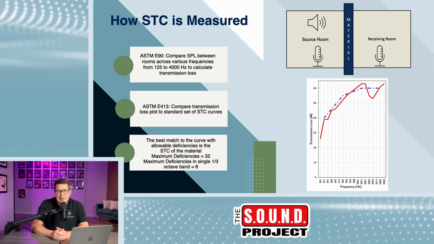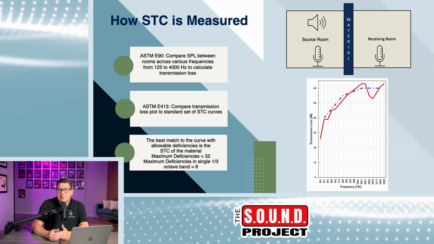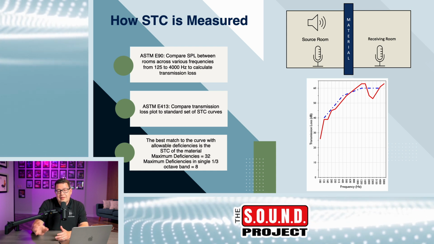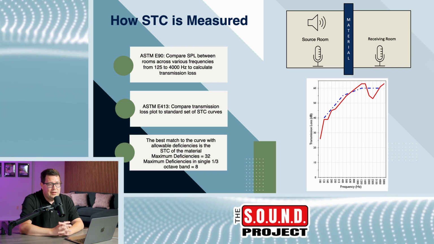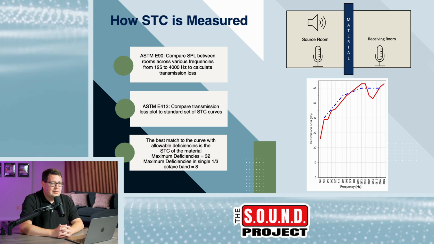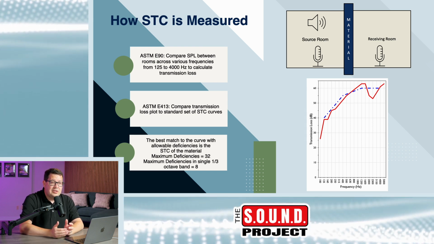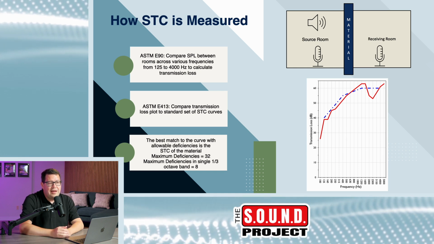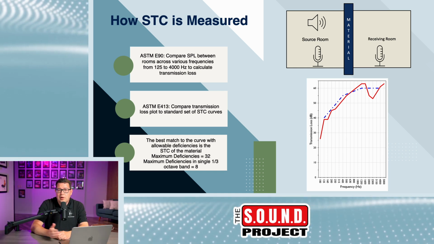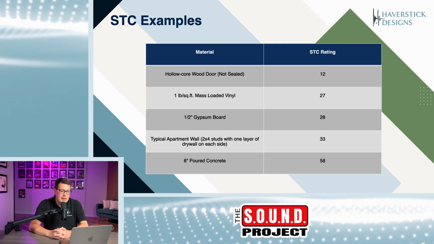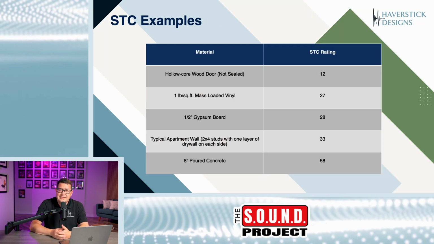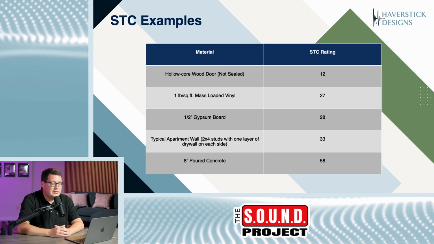And so this is something that the laboratory is typically going to do if they're testing it in the laboratory. But in the field, there's a whole different type of measurement technique, and typically those field measurements are going to be 3 to 5 points lower on average than what you get in a laboratory because of that care that was taken to build that wall. So we'll go through a few examples of STC levels for various materials.